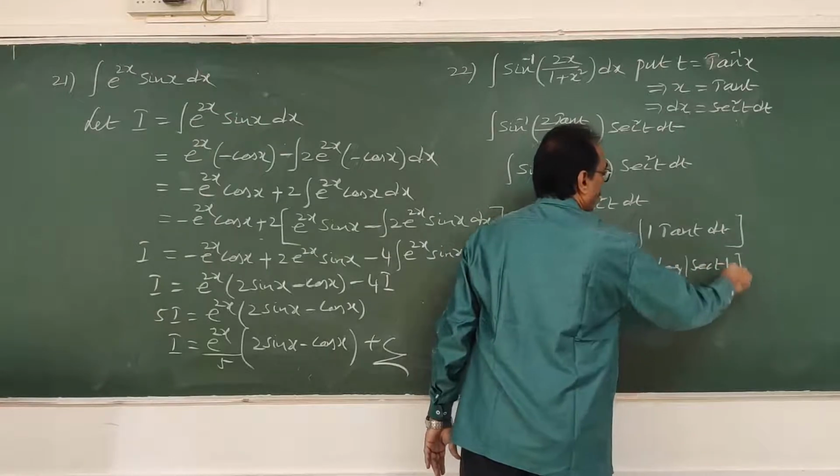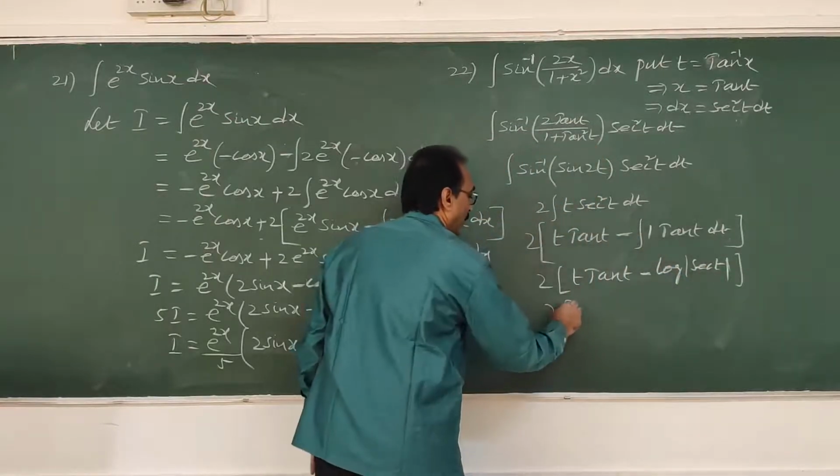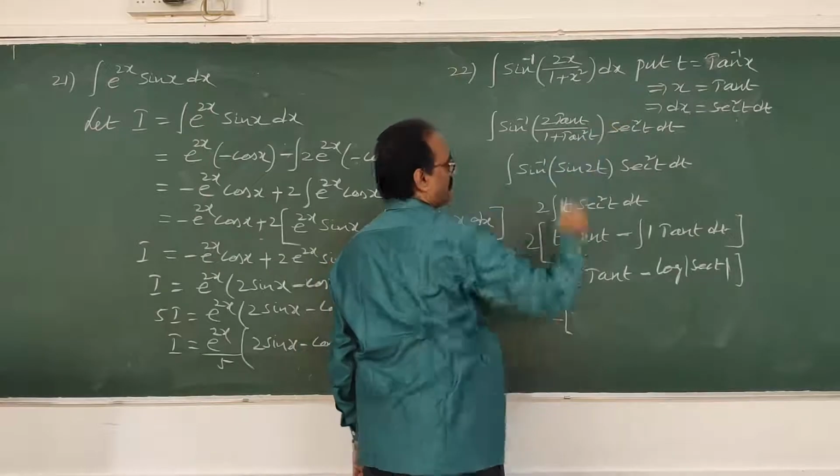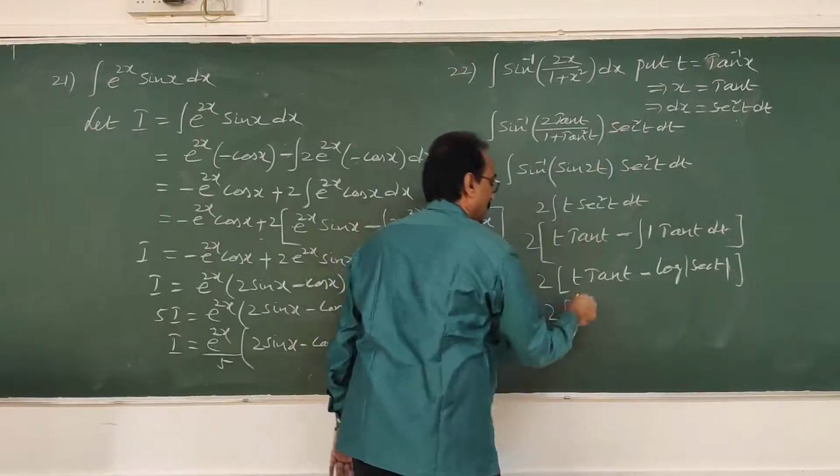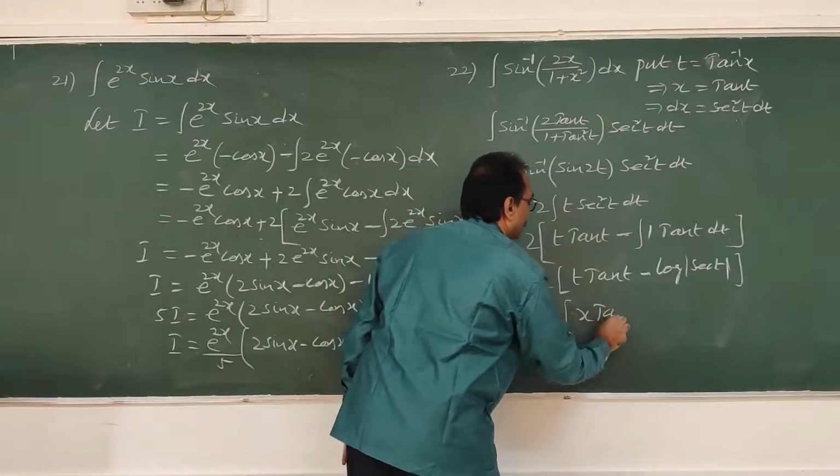Now you should convert into x. Okay. 2 into, what is t? Tan inverse x. What is tan t? x. So this is nothing but x tan inverse x.